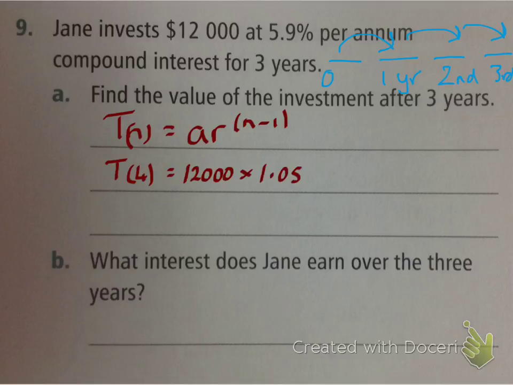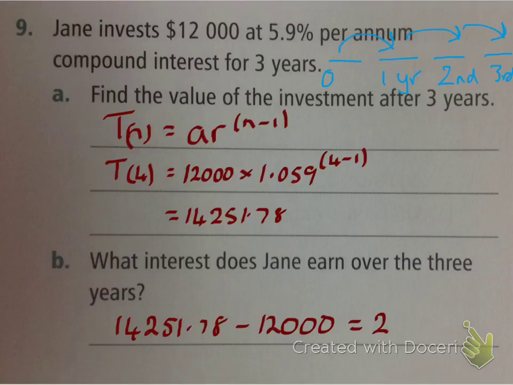So we want T4, 12,000 is the investment. 1.059, 1 is the whole investment, 100%, plus the 5.9, it's an increase. Work that out on your calculator and you get $14,252 to the nearest dollar. So the interest that she earns, you just subtract the $12,000 off that because that was the original investment, and there's the interest after 3 years.